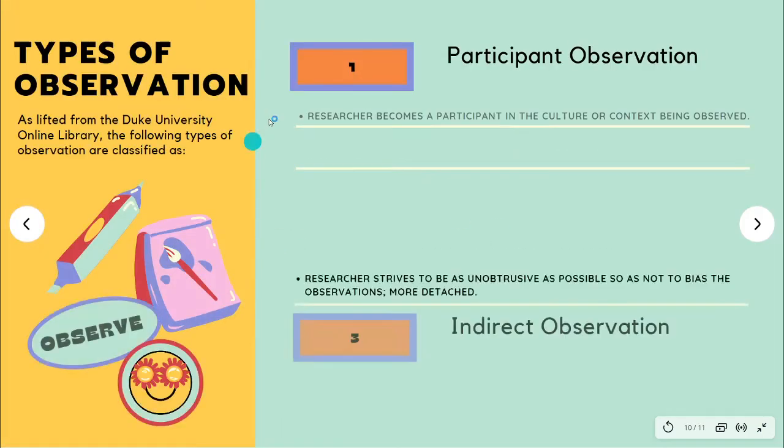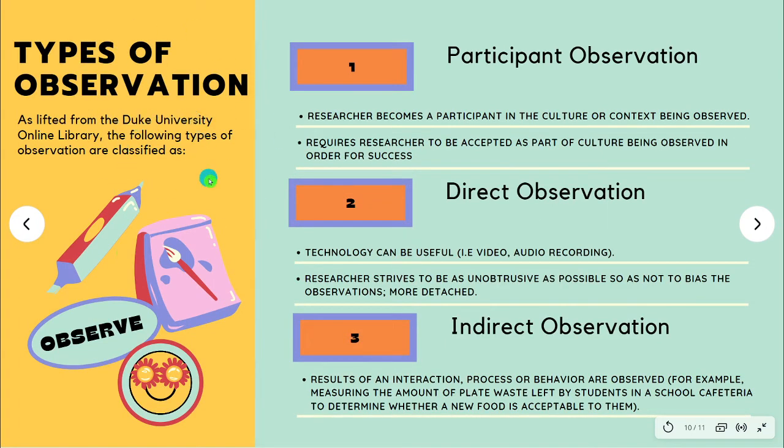For observation, we need to identify again yung types of observation. Kasi last week, dalawa lang yung naibigay sa inyo, participant saka non-participant. But you don't need to be confused kasi yung 2 and 3, they are under non-participant.